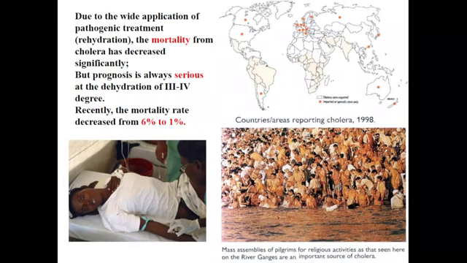Due to wide application of pathogenic treatment, rehydration, the mortality from cholera has decreased significantly. But prognosis is always serious, as there is dehydration of third, fourth degree. Recently, the mortality rate decreased from 6 to 1%. Again, it's more about treatment.